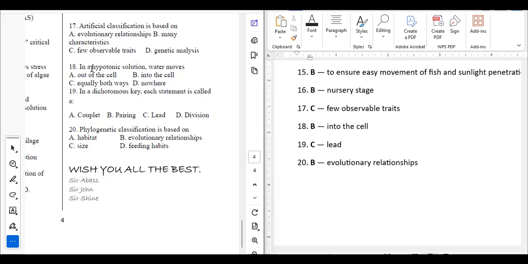Number 19. In the dichotomous key, each statement is called a couplet, pairing, lead, division. So each statement is a lead. Each statement is a lead. Number 20. Phylogenetic classification is based on habitat, evolutionary relationships, size, feeding habits. So it has to do with what? Evolutionary relationships.